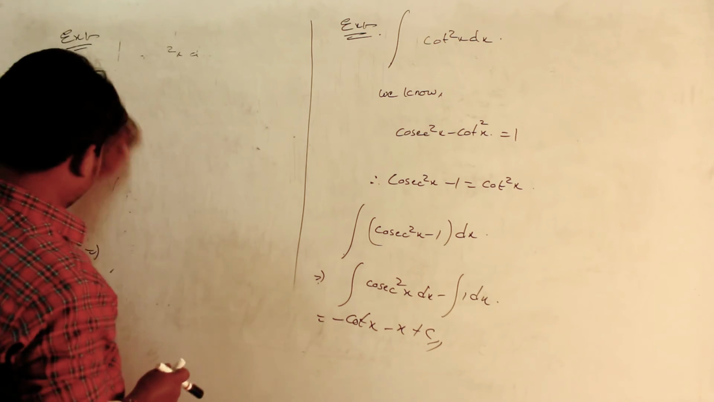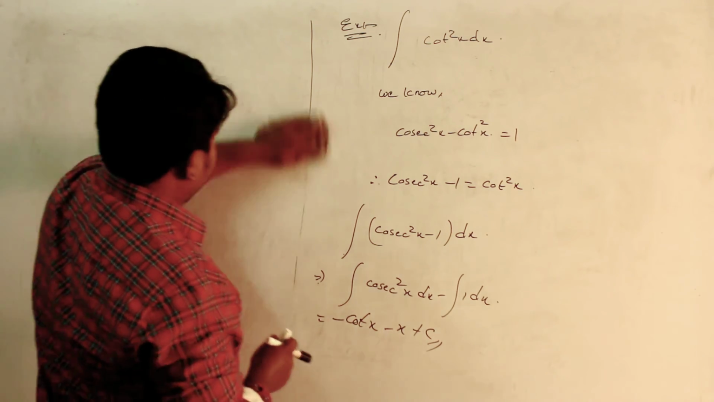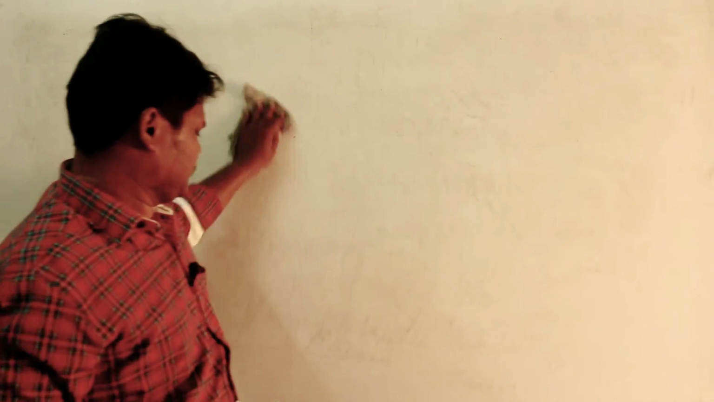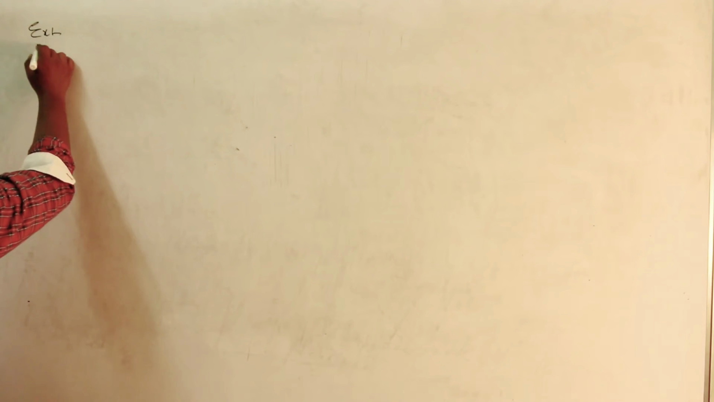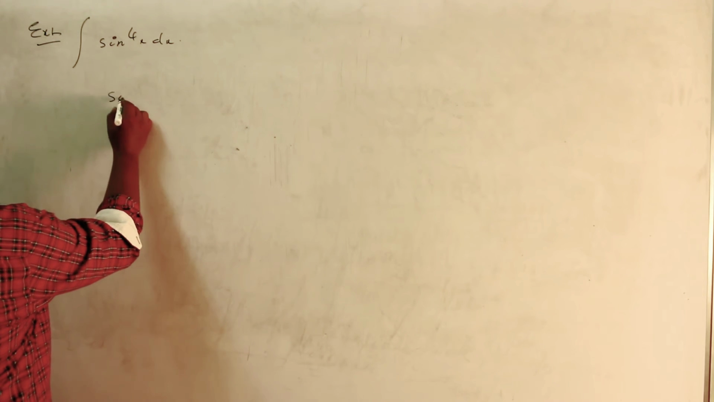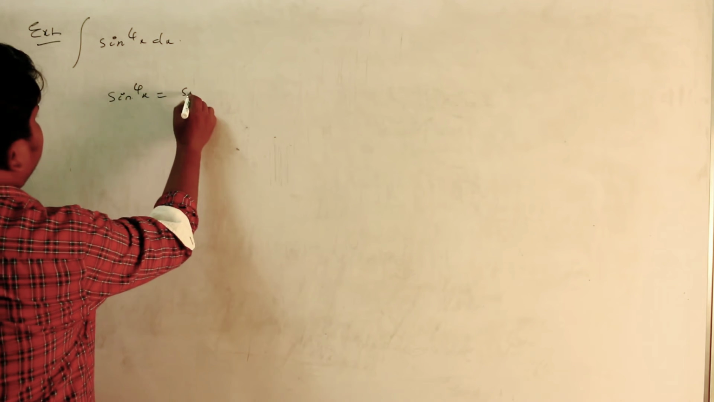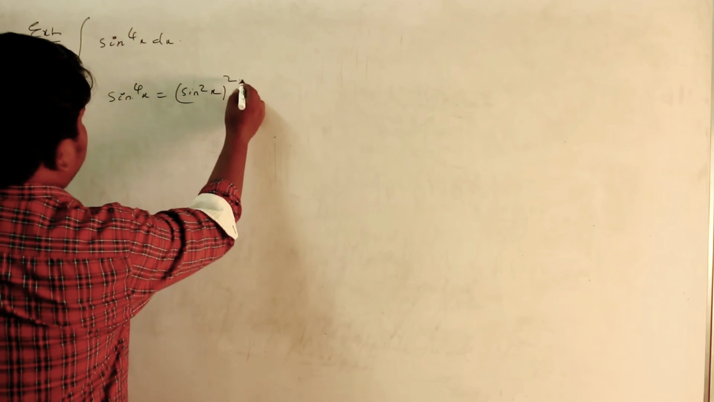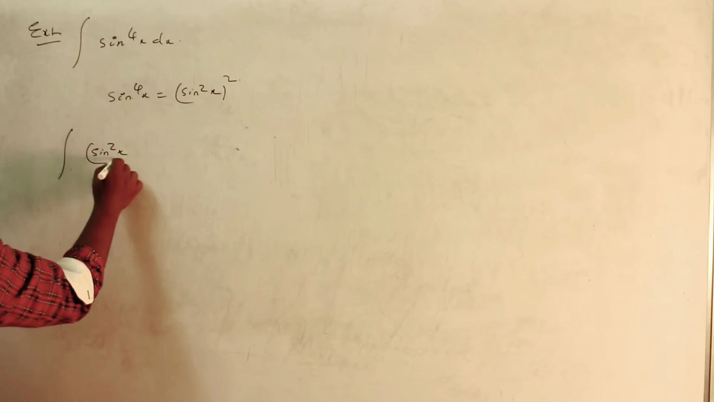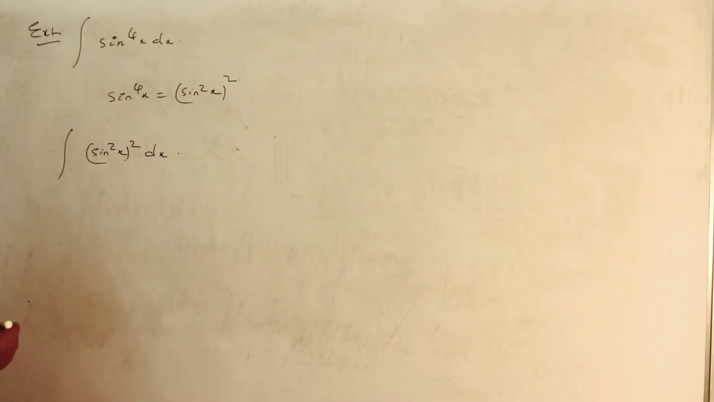So let us see if we can do some more examples. For example, let us take integration of sine power 4 x dx. Here also there is no direct integration formula. So sine power 4 x can be written as (sine square x) whole square. Therefore integration of (sine square x) whole square into dx.